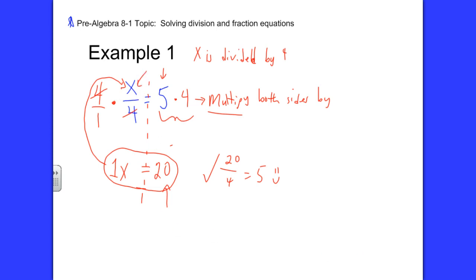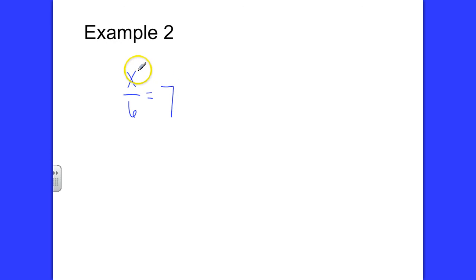Let's look at example 2. Same type of thing: x is being divided by 6. So let's separate my sides. I recognize x is divided. Sorry about that. x is divided by 6. Boy, I cannot write today, it seems. I see it right here: x is divided by 6. So I want to multiply both sides by 6.